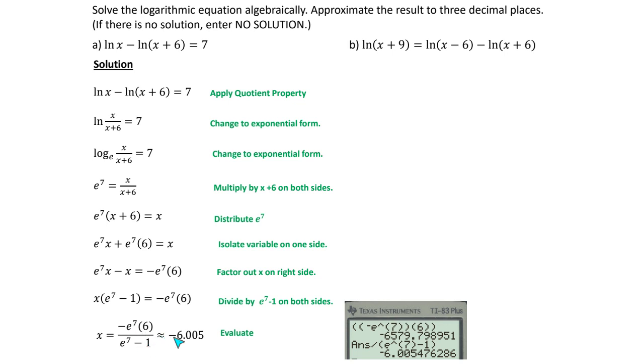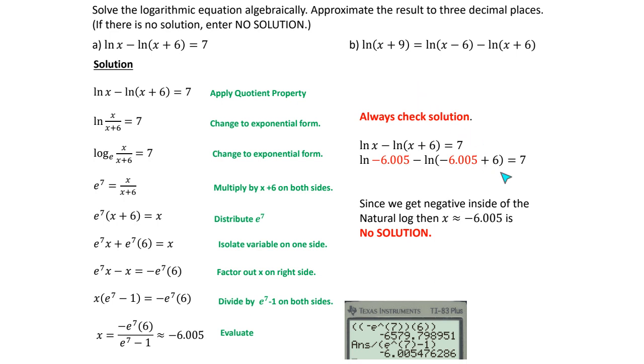then this is approximately negative 6.005. And so this little picture here shows you how I entered it. And notice I have parentheses everywhere. So make sure that you practice with your calculator so that you can see where you need the parentheses, or you can do it one at a time and then write down your numbers. But I encourage you not to round until the very end.